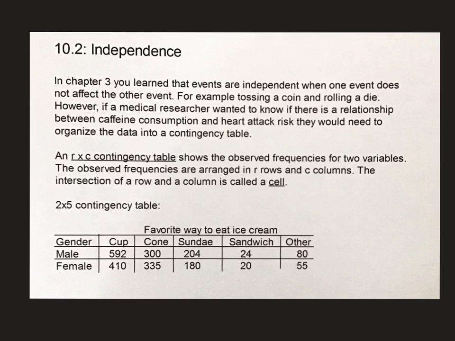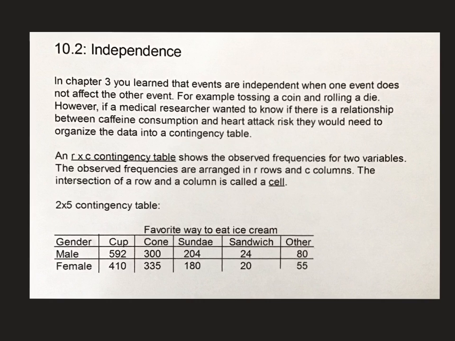All right, so in chapter 2, we start talking about independence, which we've talked about before. We talked about that back in chapter 3. We talked about if events were independent or dependent. And if they're independent, one event does not affect the other. So if we toss a coin and we roll a die, those are not going to interact with each other. One doesn't affect the other.